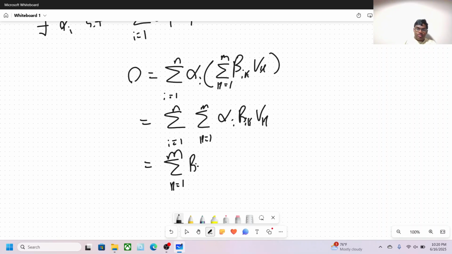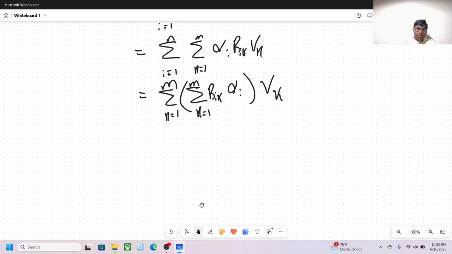Or we can't pull it out just yet, actually, but we can do this, and then we can sum over k equals 1 to the m of beta ik, alpha I, and then v to the k. So basically we're grouping these guys and we're swapping the order of the sum. And somehow this system of equations is going to give us a solution.